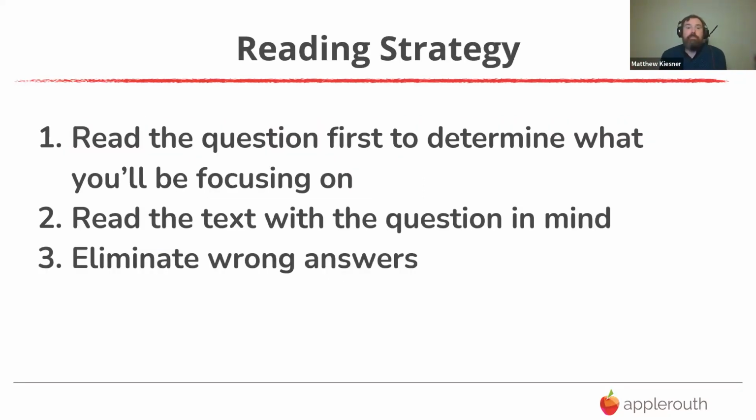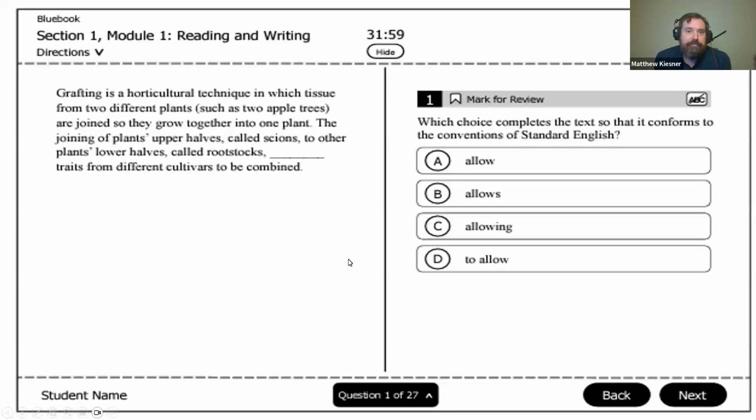So the reading strategy is you really should read the question first to determine what you're focusing on. Every text is one question, so you really want to just focus on what it's asking. Then read the text with that question in mind, so knowing what your task will be. And then most of the time, eliminating wrong answers is going to be the best solution.